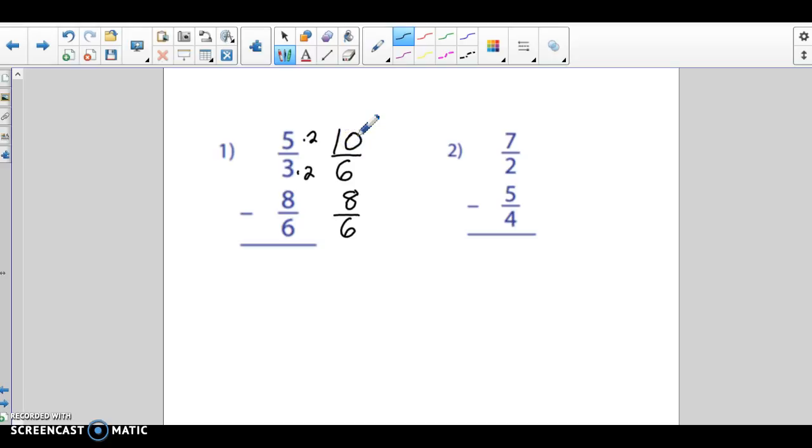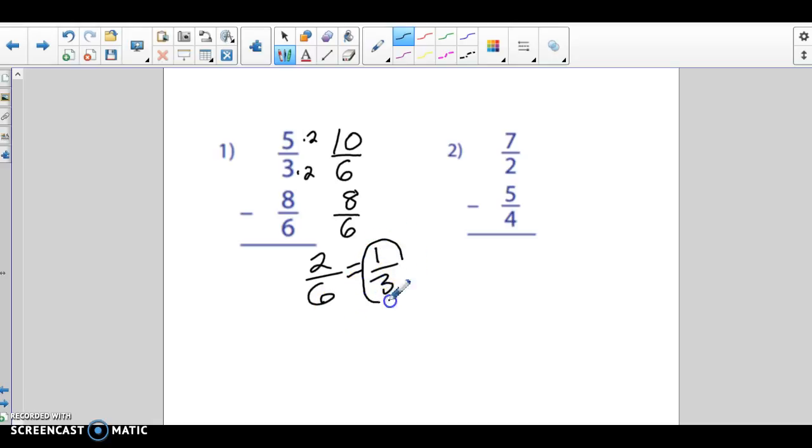Now, the way it's written, can we subtract this? Yes. 10 sixths take away 8 sixths is 2 sixths. Are we done? No. They're both divisible by 2. So I'm going to write an equal sign to show that they are equivalent. But just simplify. 2 divided by 2 is 1. 6 divided by 2 is 3.